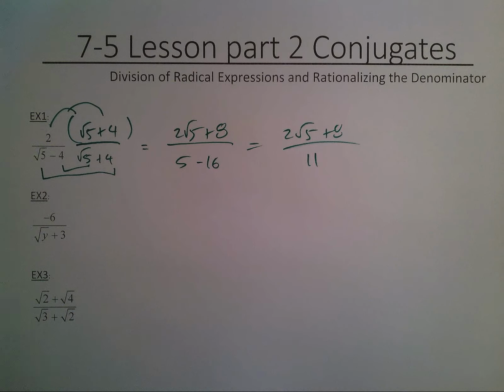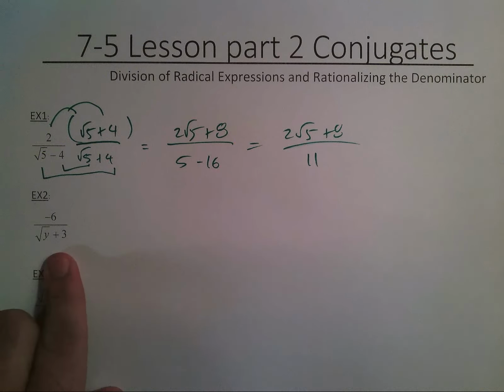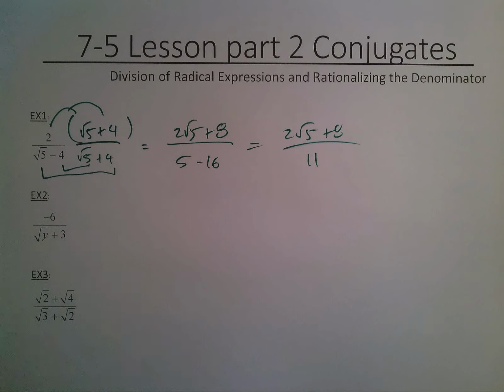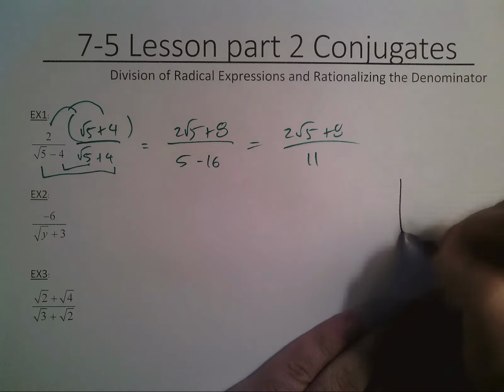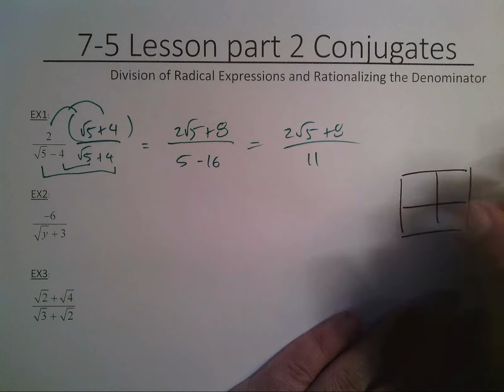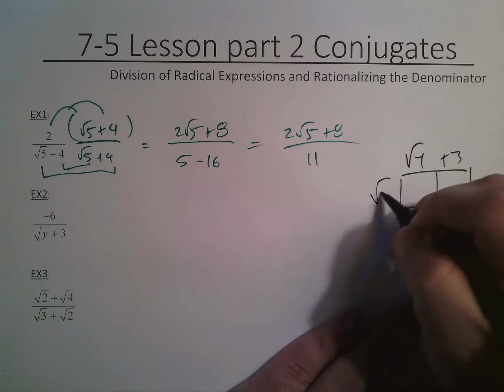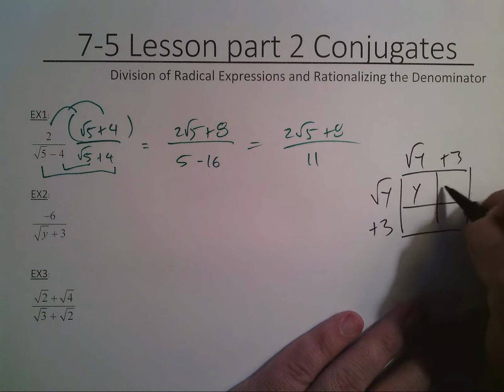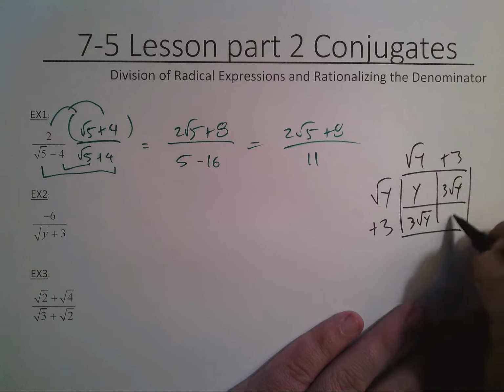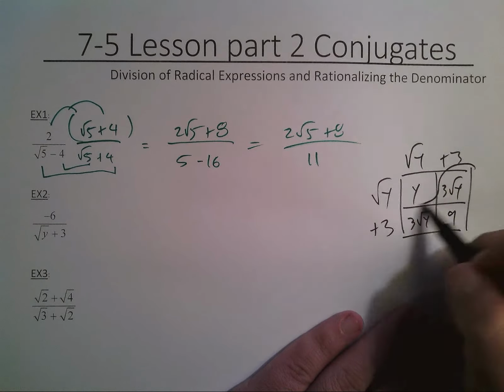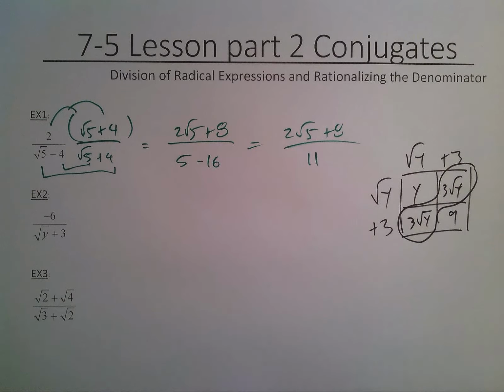Alright, let's do the next one, and I'll do the next one a little bit slower and explain a little bit more. So example 2 is negative 6 over the square root of y plus 3. If I try to multiply the square root of y plus 3 times the square root of y plus 3, I would end up with a middle term. So if I look at the box method of root y plus 3 and root y plus 3, I end up with y, 3 root y, 3 root y, and 9. If I combine my middle terms, I end up with 6 root y. In other words, I still have a radical on the bottom.